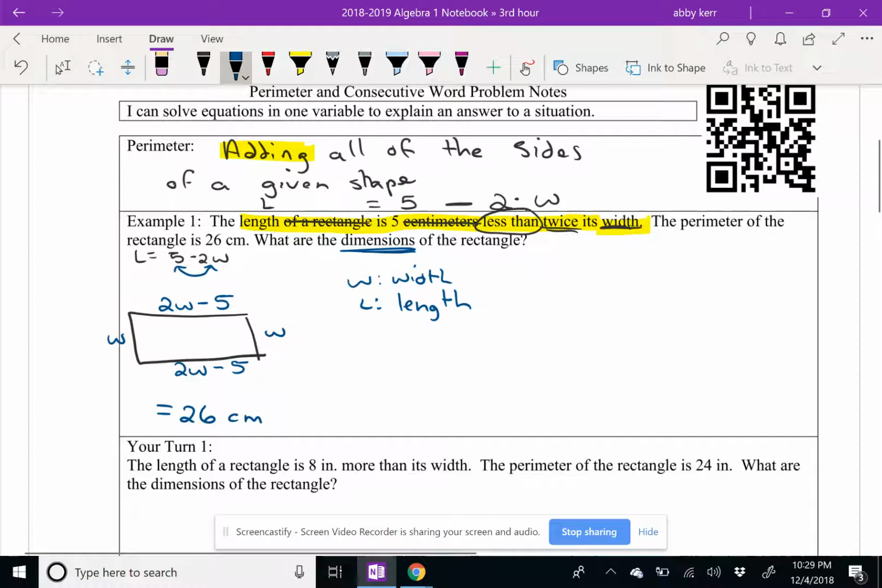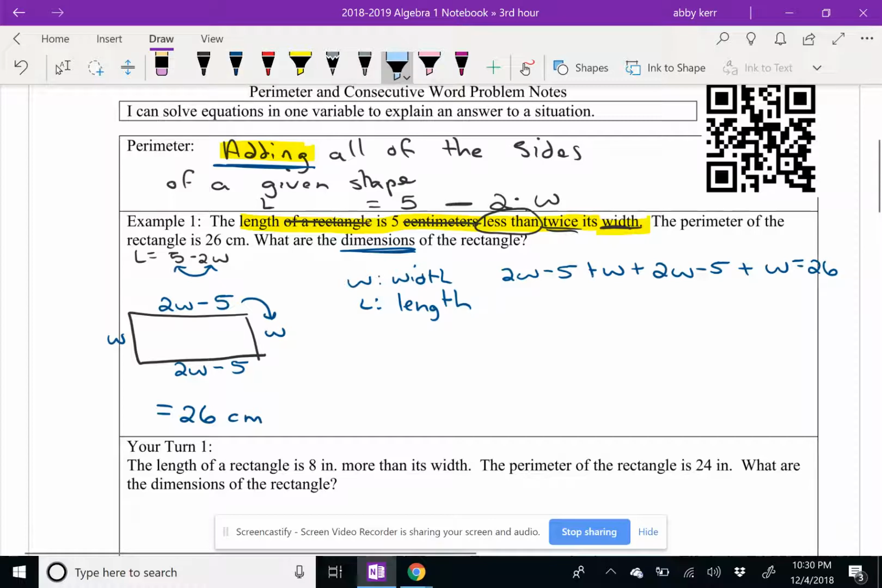Now perimeter, which we mentioned up above, says adding. So we're going to add all of the sides. So I'm going to start with the top, and all I'm doing right now is writing the top down. So 2W minus 5 plus the right-hand side of the rectangle plus the bottom of the rectangle, and then plus the left side. And all of that equals 26 because that's what it said in the problem.